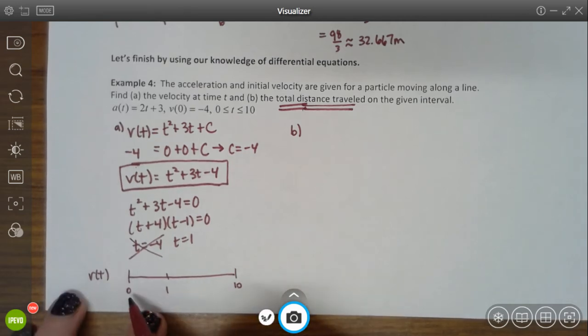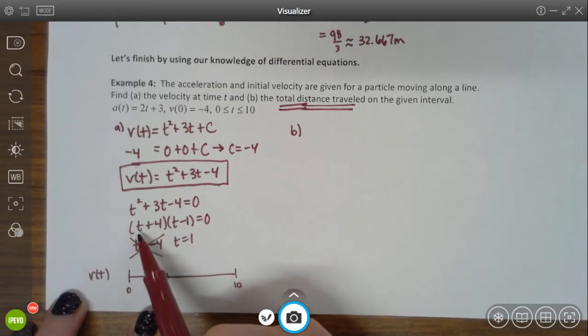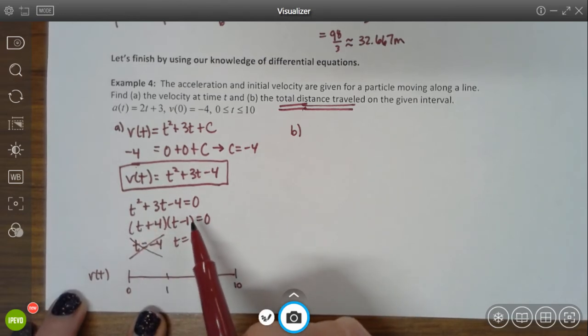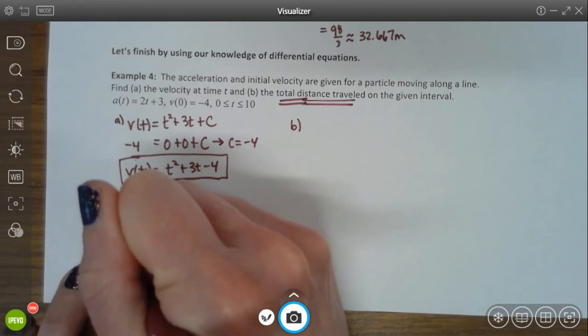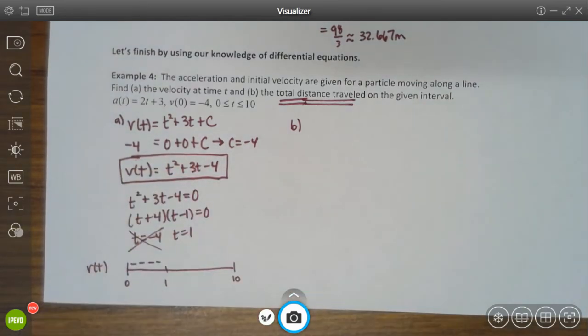So I pick something between 0 and 1. Let's pick 0.5. If I put 0.5 in here, this is going to stay positive. This guy is going to be negative because 0.5 is smaller than 1, so 0.5 minus 1 would be negative. A positive times a negative, we have ourselves a negative velocity from 0 to 1.